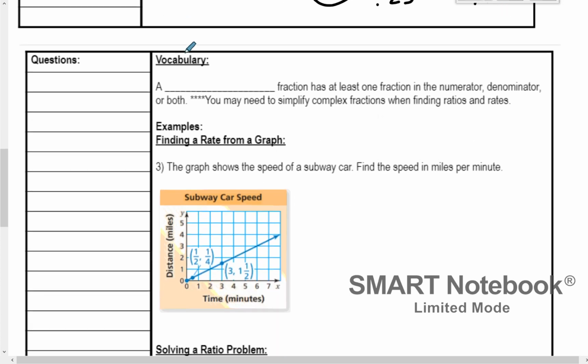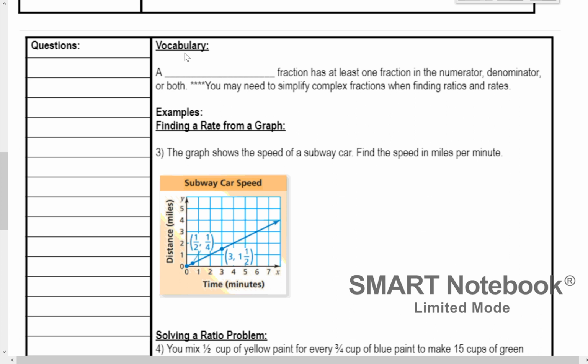All right. So before we move on, we need to first talk about another vocabulary word called a complex fraction. I mentioned this before. This is basically the difference between 6th grade and 7th grade. 7th grade deals with complex fractions, 6th grade does not. So a complex fraction has at least one fraction in the numerator, denominator, or both. Okay, so it could be like 1/4 over 2 or 1/4 over 1/2. It just has a fraction in a fraction, basically.